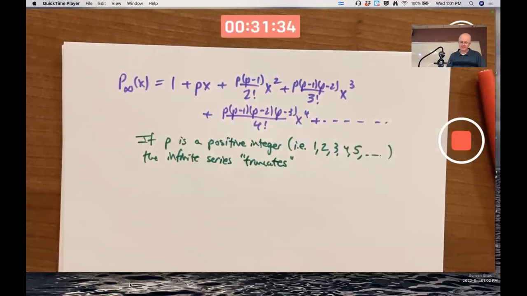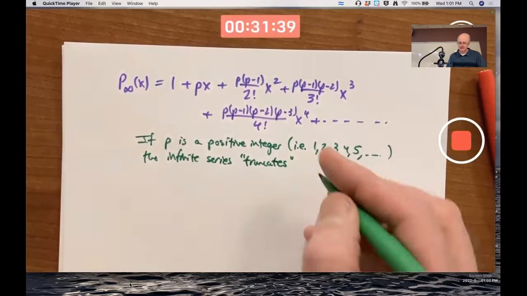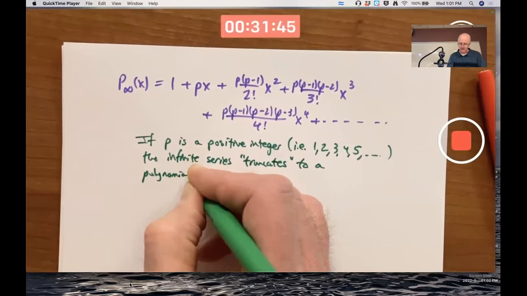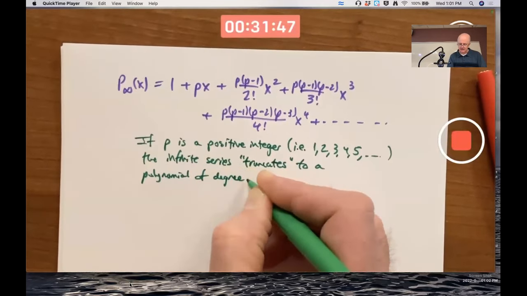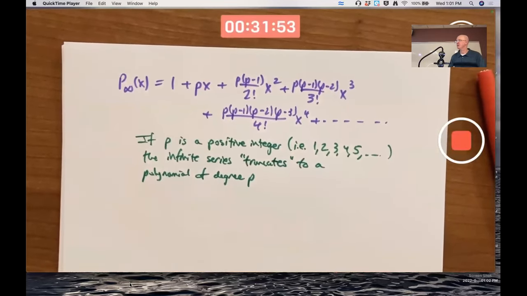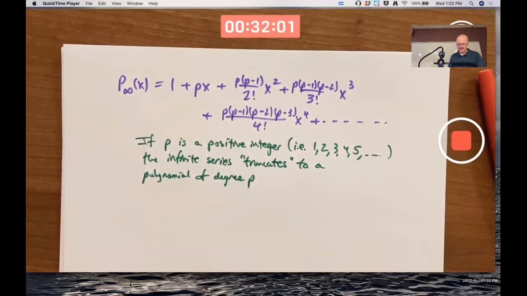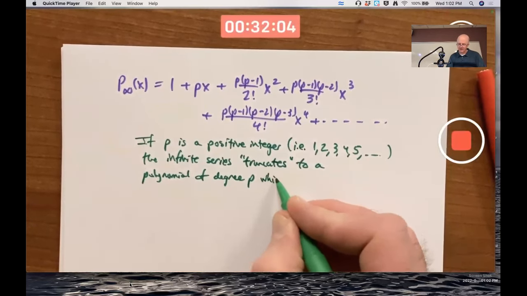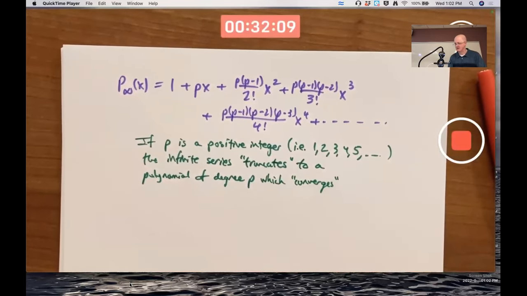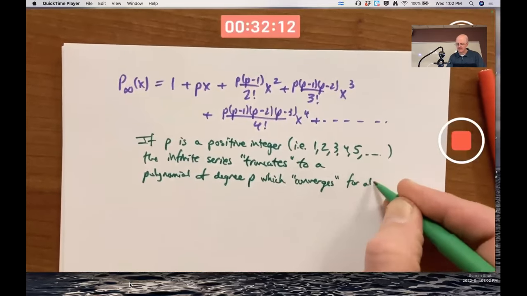of degree equal to whatever p is, in fact, to a polynomial of degree p. And as a polynomial, there's no issues with convergence. Definitely is a well-defined thing that can be computed. I will go ahead and say which converges for all x. I'll put converges in quotes. There really is no issue at all with convergence for all x.